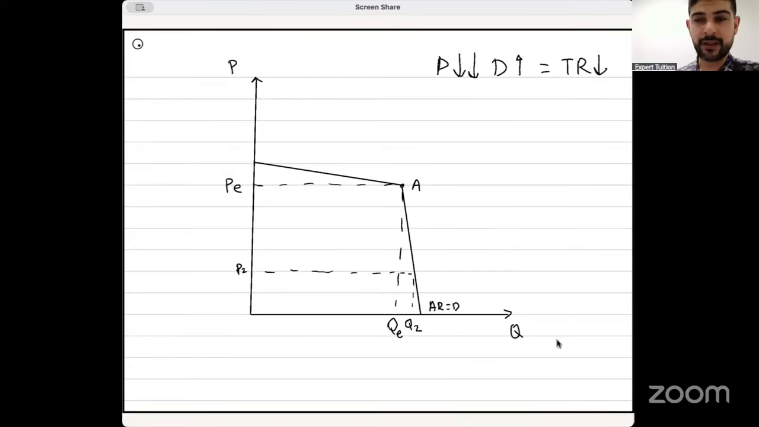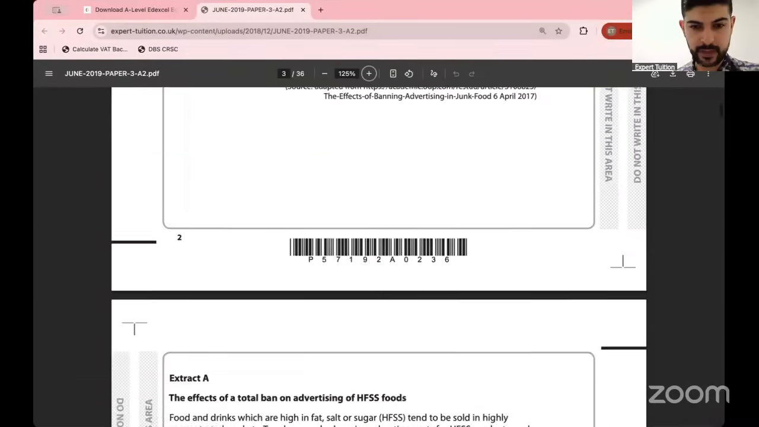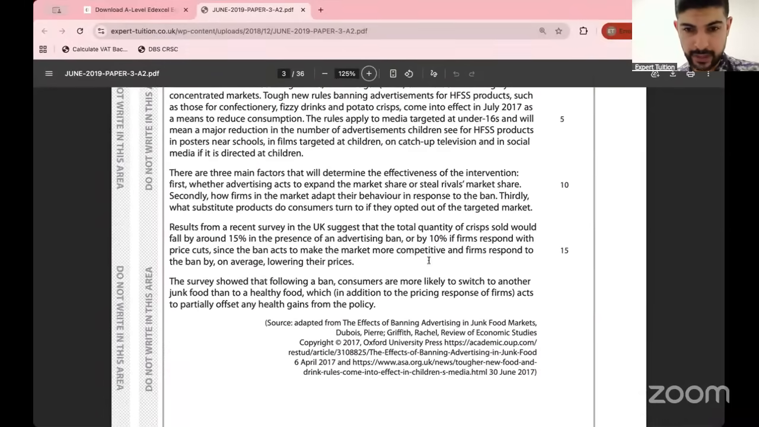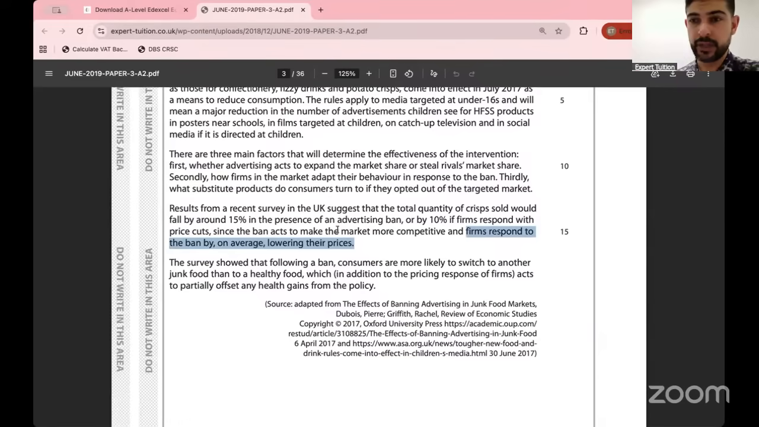And there is evidence that loads of them, if not all of them, are going to do it. Because in the extract, it literally says, if I go back to the extract, this bit, it talks about how firms respond to the ban by, on average, lowering their prices. In other words, most of them are going to reduce their prices. So it literally is not going to be very effective because if they're all reducing their prices, it's just going to result in all of them having less money.